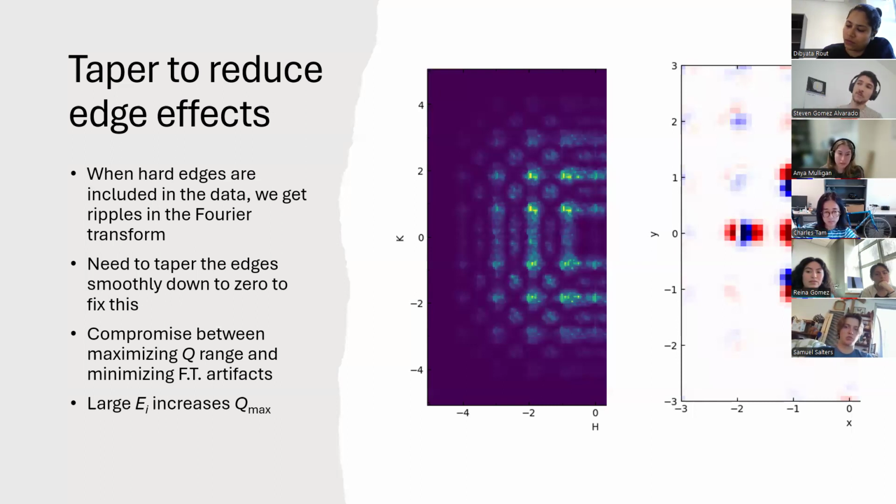In this experiment, we went up to, I think it was 26 keV incident energy. So 26 keV for this compound got us up to H equals 5 and L equals 8. So that's what we got.